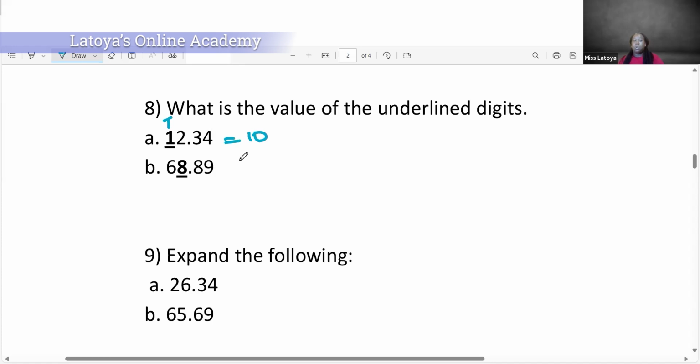What is the value of the 8? The 8 is in the ones place, so the value of the 8 is 8.